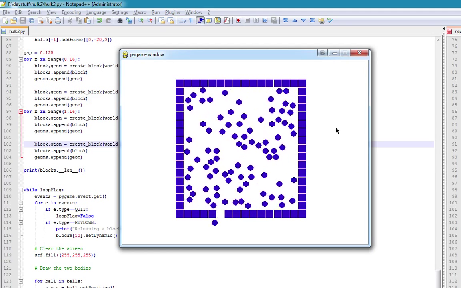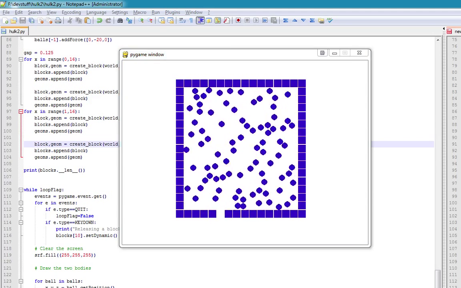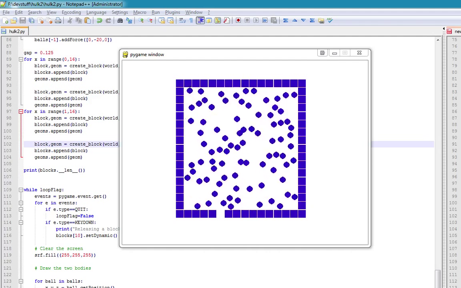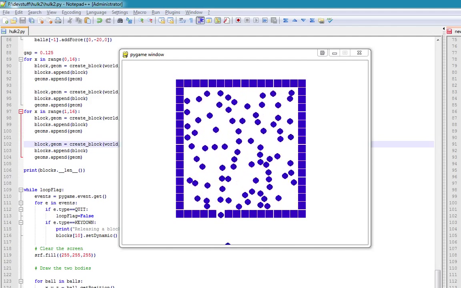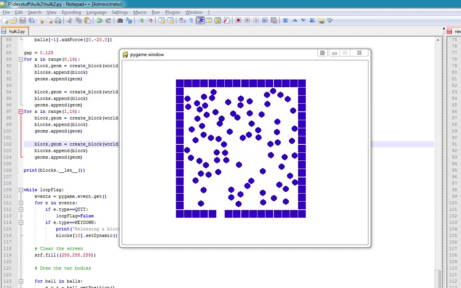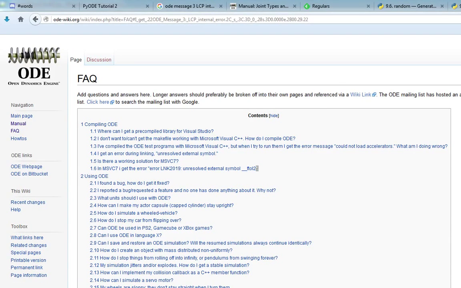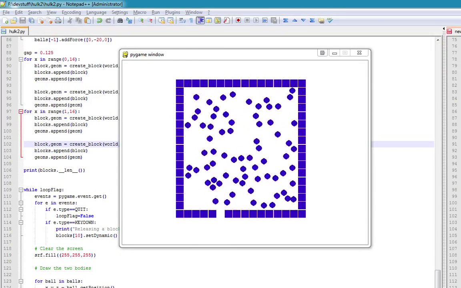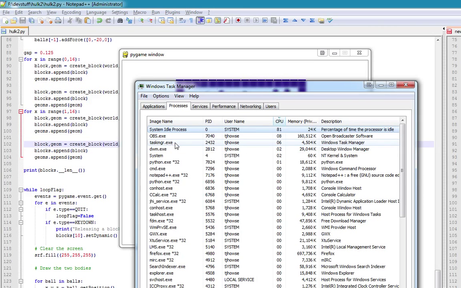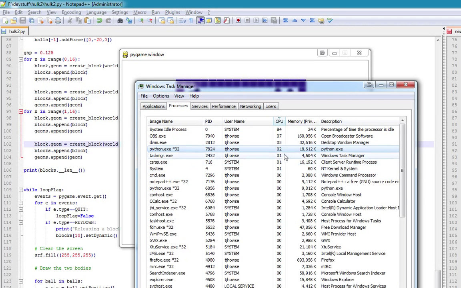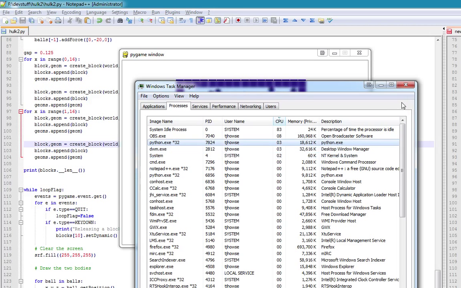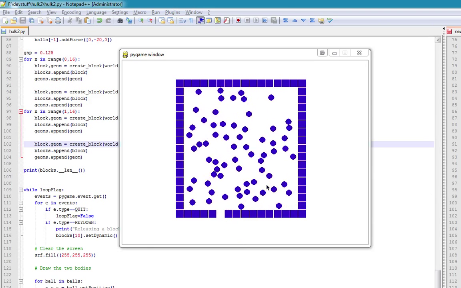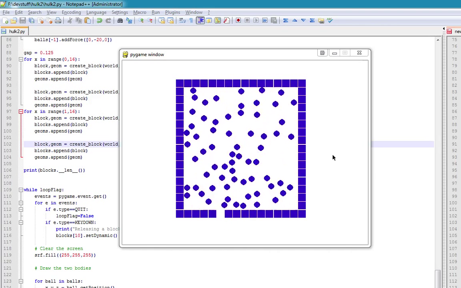So it's pretty computationally expensive to do this. I'm using the ODE, I don't remember what it's called, Open Dynamics Engine. Yeah, that's it, ODE. So it's currently using, where are we? Well, it's not using that much, only 2% of a processor, but that's still a fair bit. If I were to be simulating much smaller balls, it would require a lot more processing oomph.